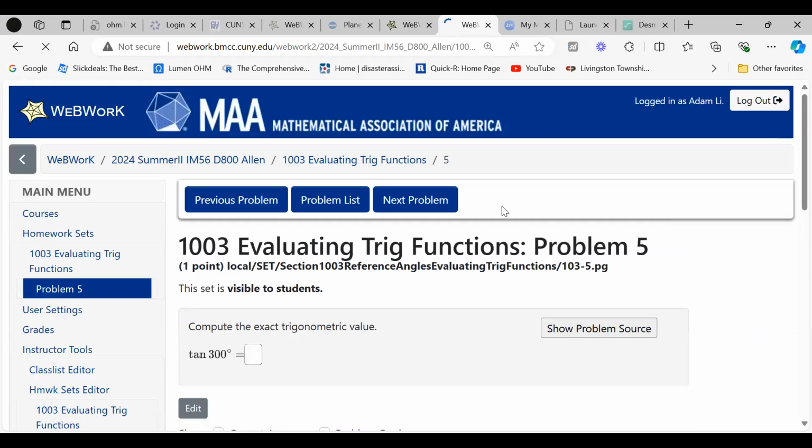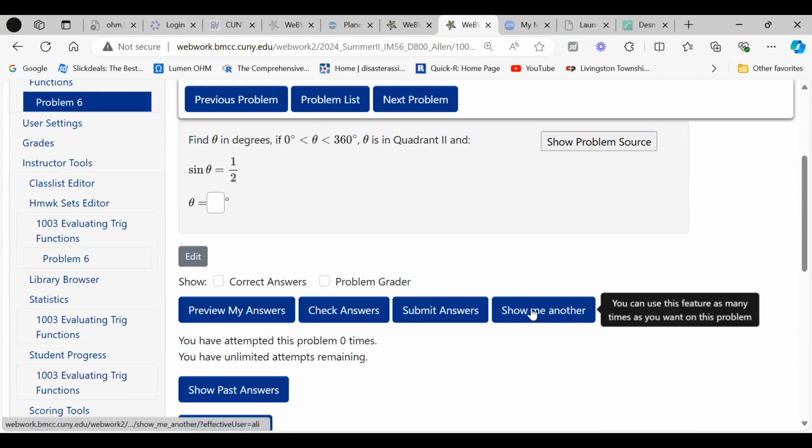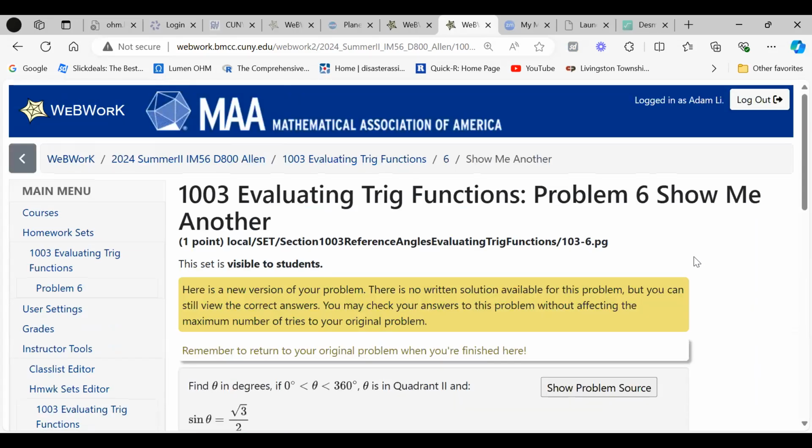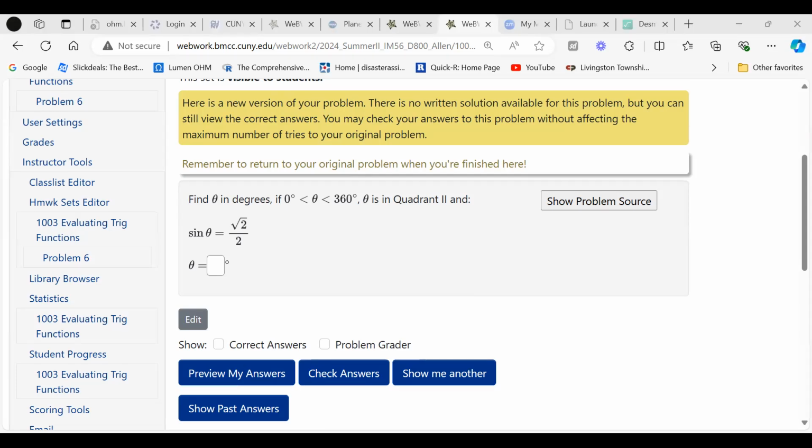Let me go over one more question and let you guys go. All right, let's look at this question here. Given this sine, and it's located in the second quadrant. I'll try a different one. Yeah, let's try this one. I'll give you a couple of minutes to look at this.